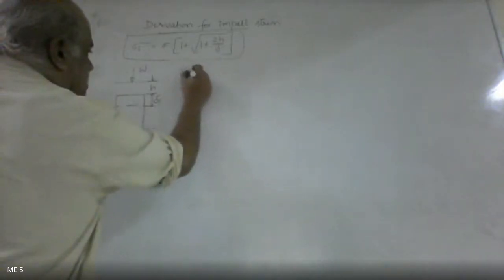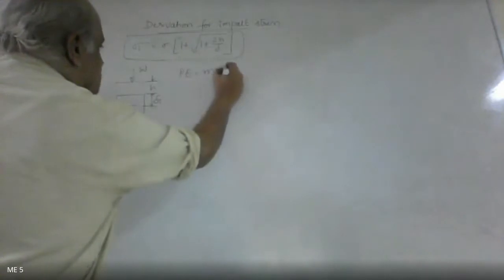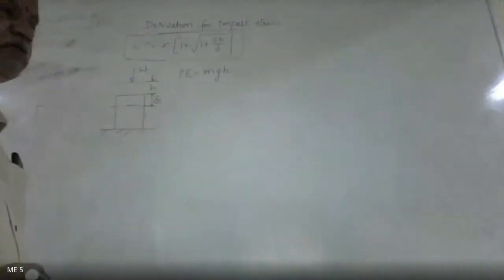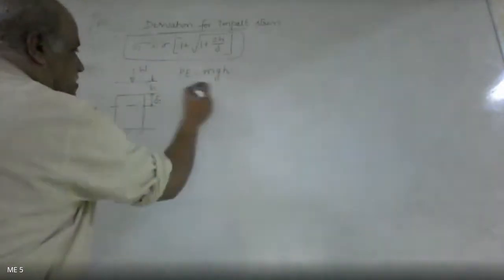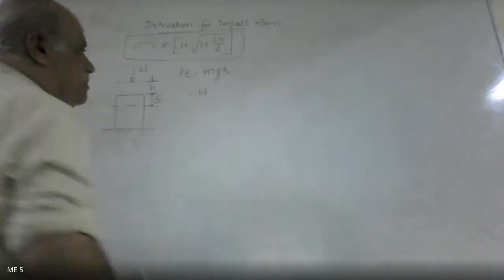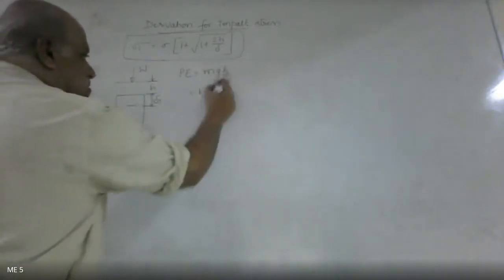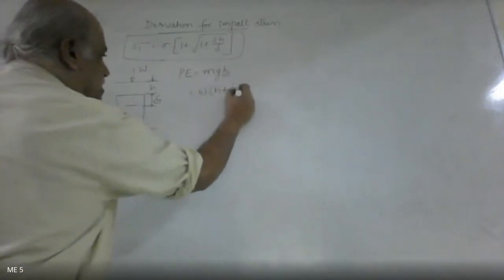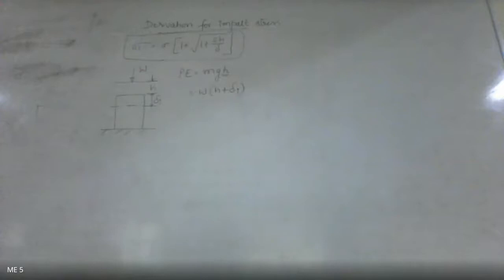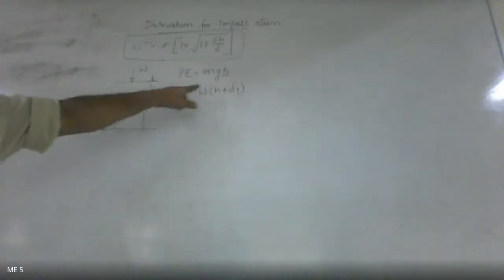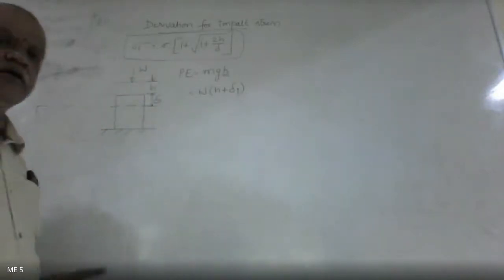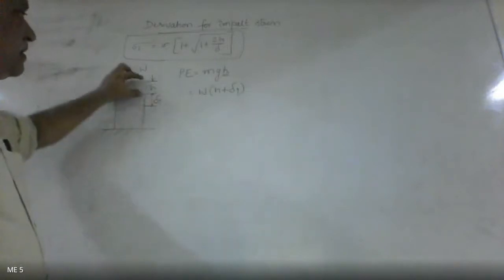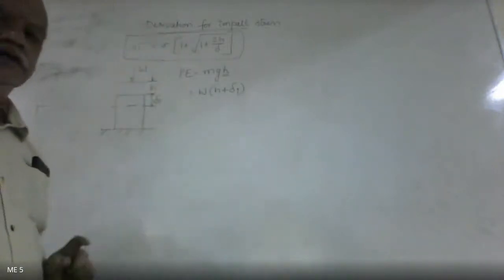The body which is falling possesses potential energy given by mg into h. Do you agree with me? A falling body possesses potential energy in the form of mg into h. For this case, this mg I am going to replace by W, and this h is going to be h plus delta I. That is the potential energy possessed by the body falling from a height h. H is height of fall, please remember. It is not cross section, it's not thickness, it is the height of fall in this case of impact stress.